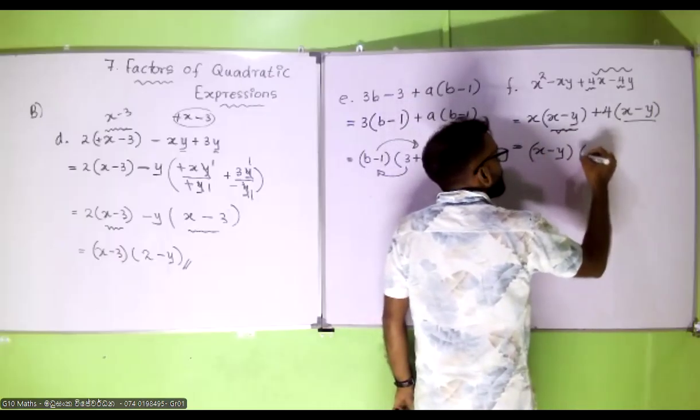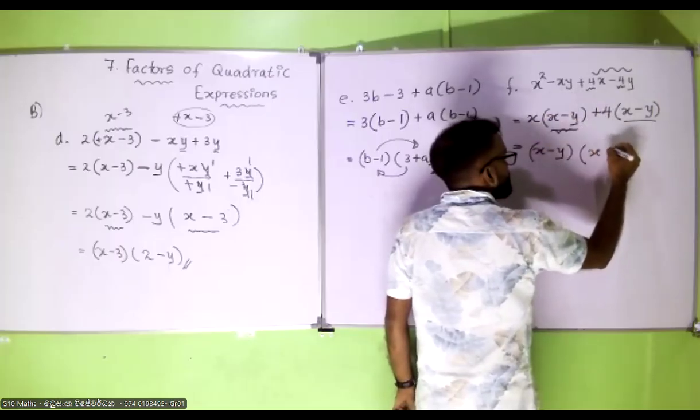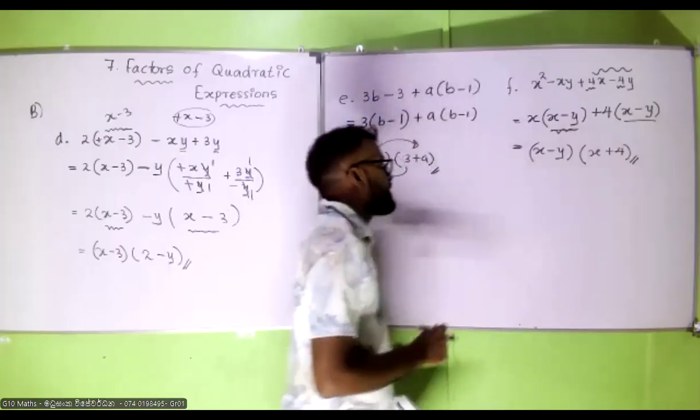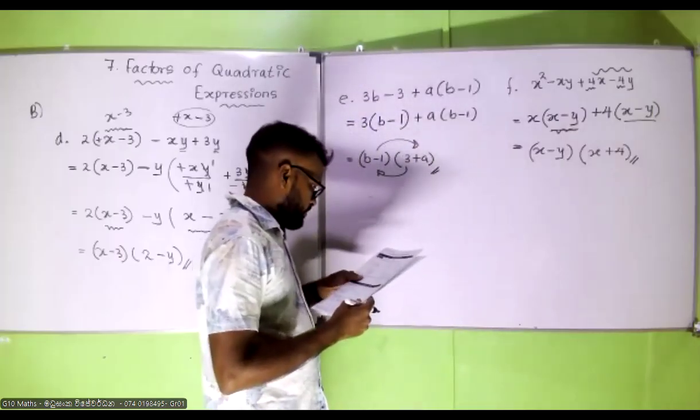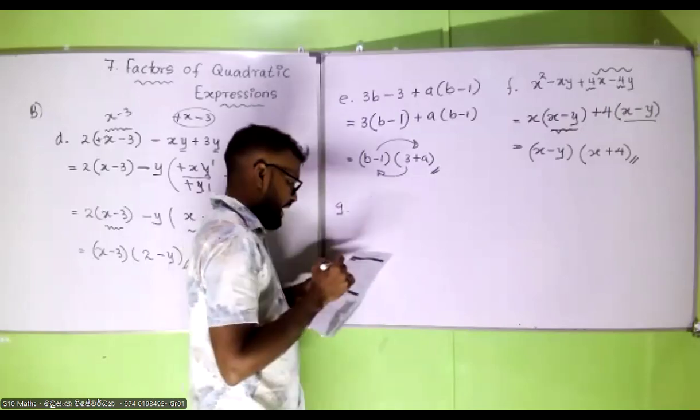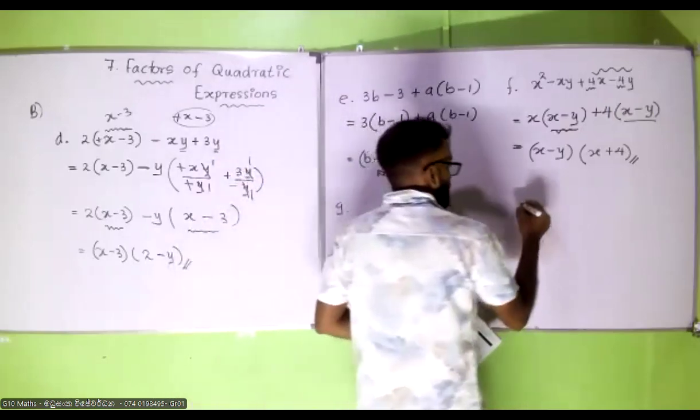Right. Then write down the rest. X plus 4. Right. Do part G and part H.